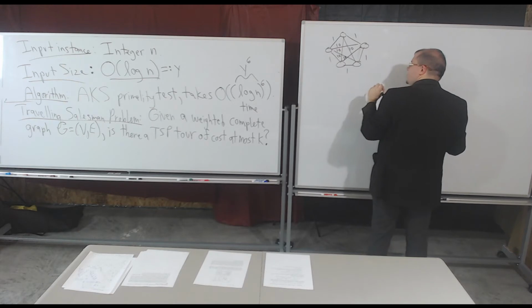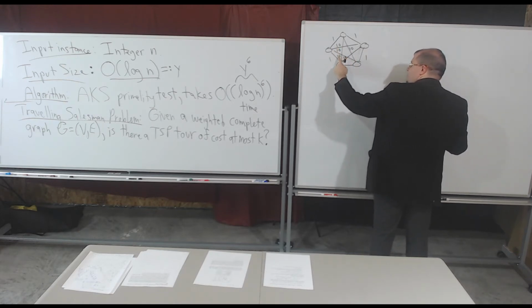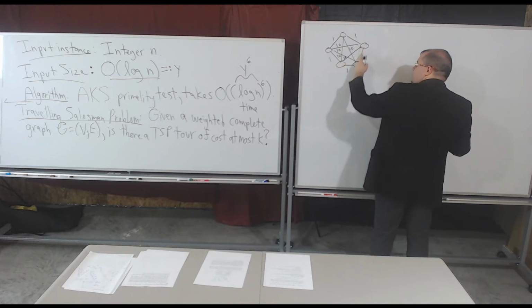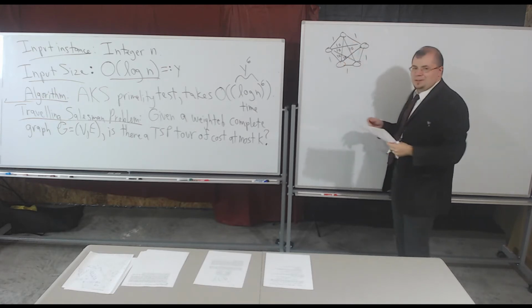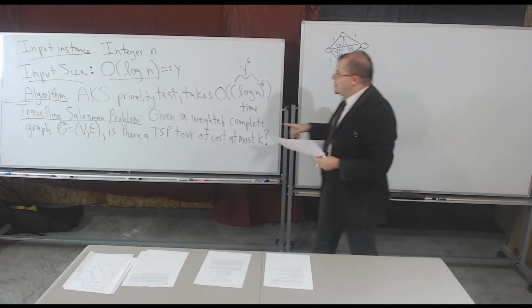10. I think I got all the edges. 1, 2, I got 1, 2, 3, 4, 5. Okay, I got them all. I think I got them all. Either way, what we're going to be doing is we need to find a TSP tour.